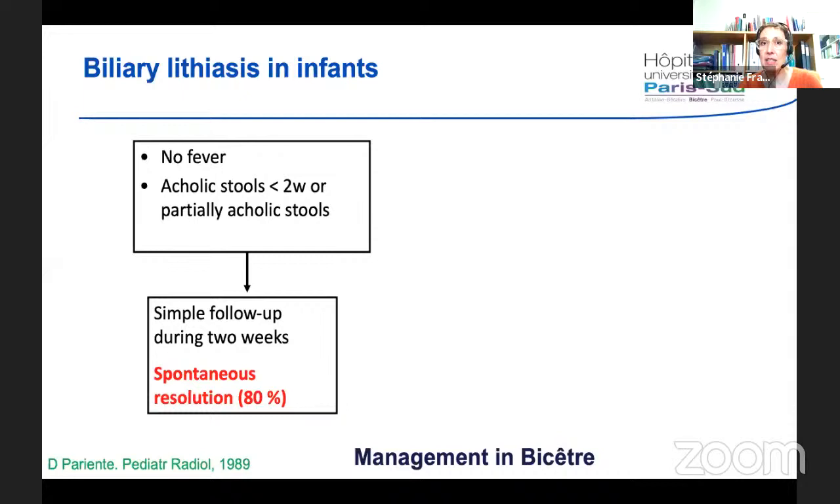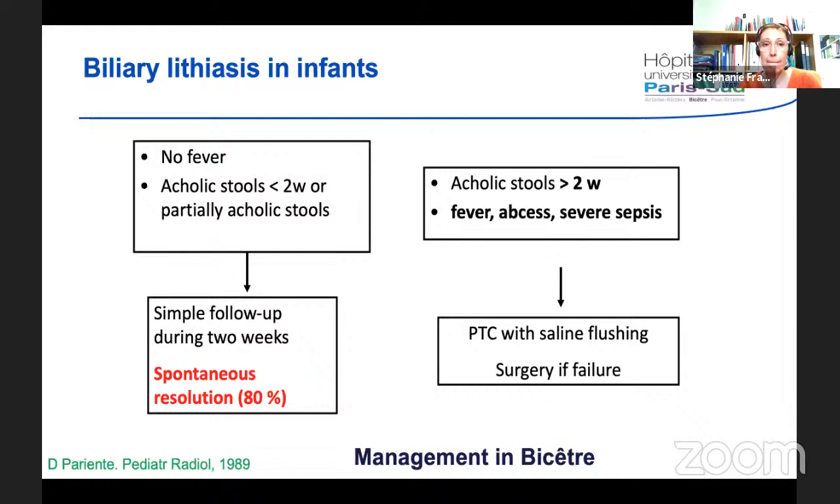If there is no fever and the acholic stools are there for less than 2 weeks, or it's only partially acholic stools, then you have to wait. And most of the time, you have the spontaneous resolution of the obstruction in about 80% of the cases. On the opposite, when there are acholic stools for more than 2 weeks, or when there is a sepsis context, then we have to do something. So in my center, it's interventional radiology with cholecystography and saline flushing, but it may also be surgery, and it's not an easy surgery because of the small size of the bile duct.